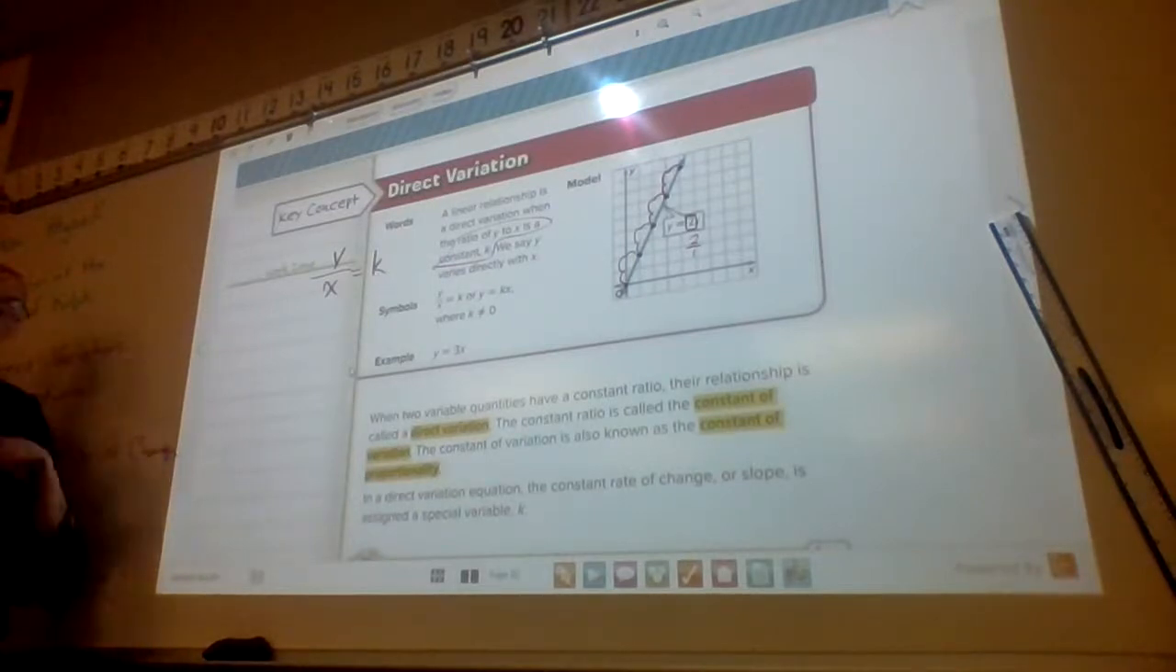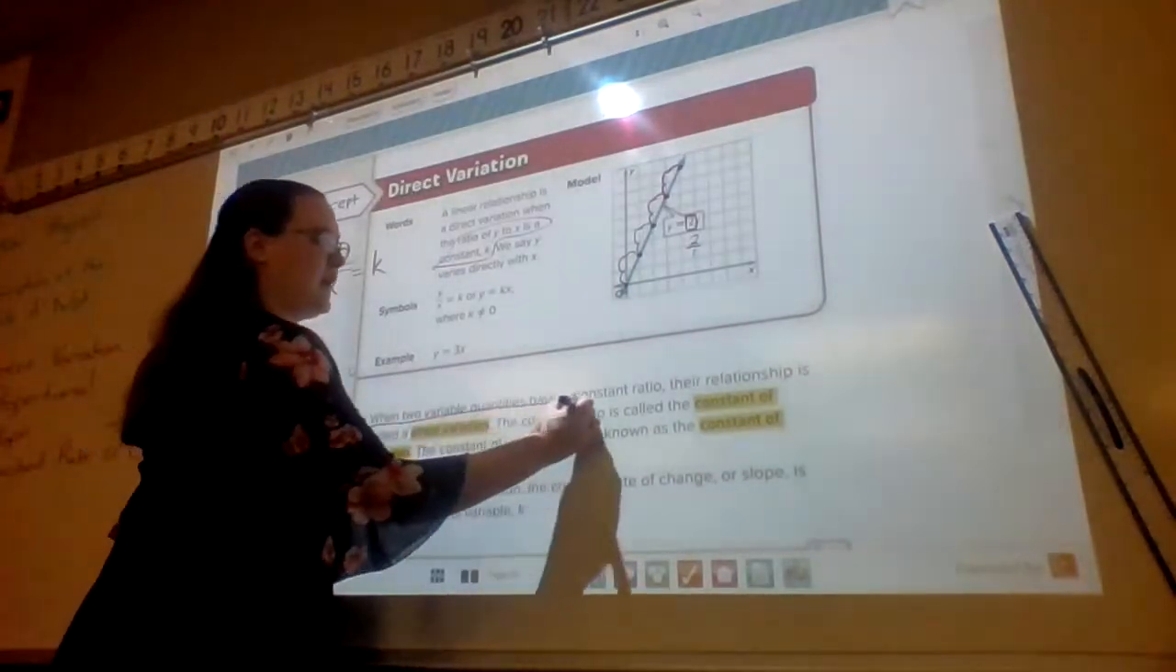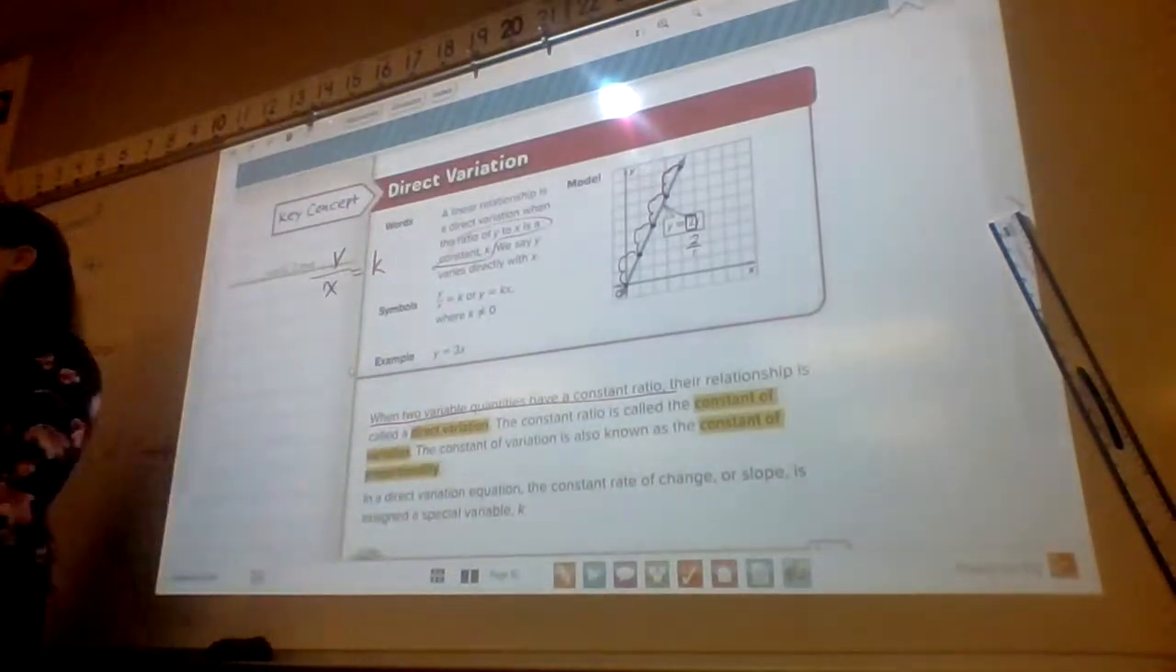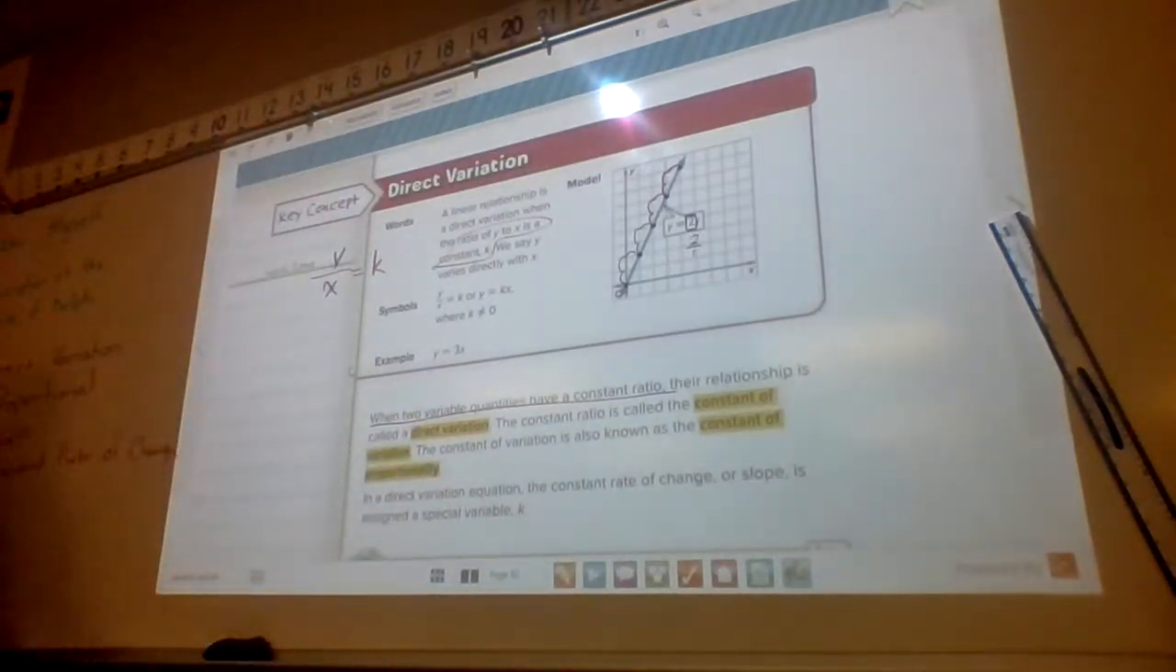All right. So when two variable quantities have a constant ratio, it is a direct variation. When it is constant, when it is proportional, it is a direct variation.